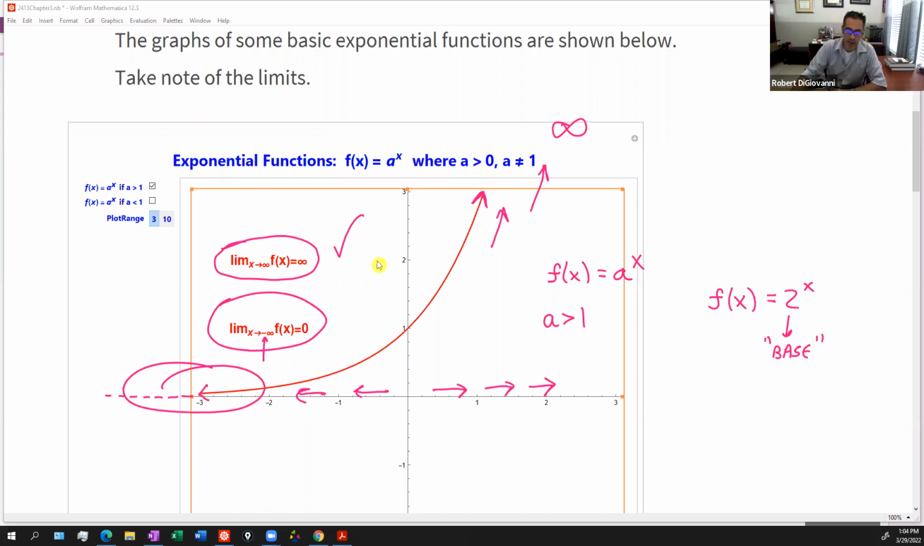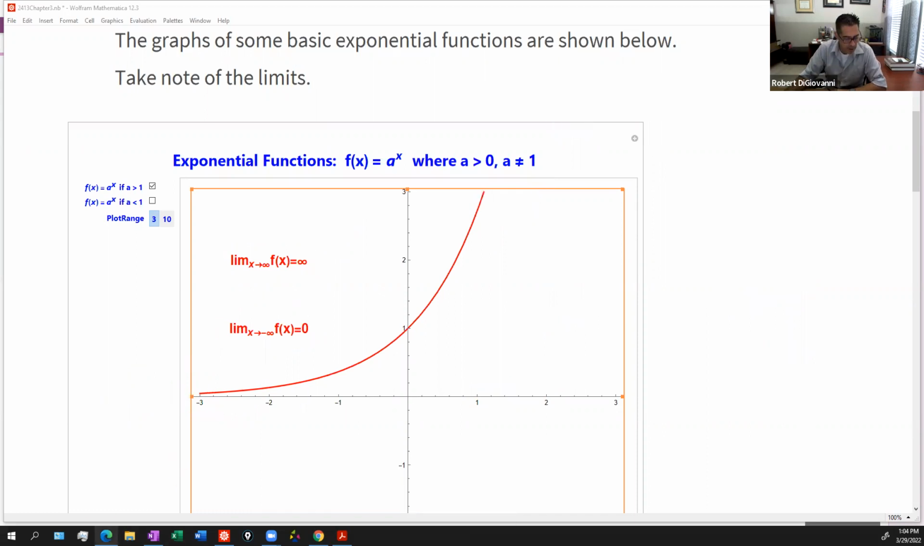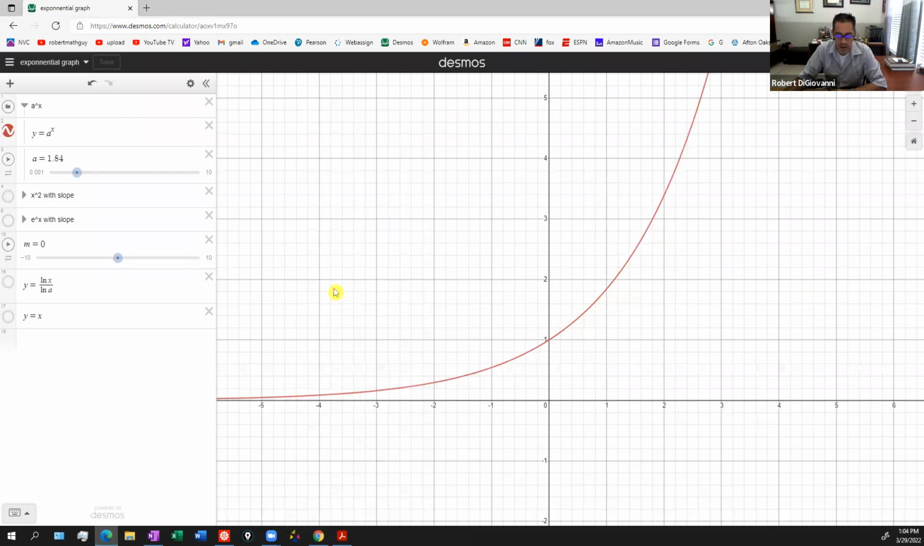Let me show you in Desmos. Got this ready to go. Right now, here's an example of an exponential function. You can see right now, this is what a is. I'm adjusting it right now. This is 1.84. If I continue to make a change, it still has the same shape, but the bigger a gets, the steeper it gets, the faster it grows. If I bring that a to a smaller number, it kind of flattens out.